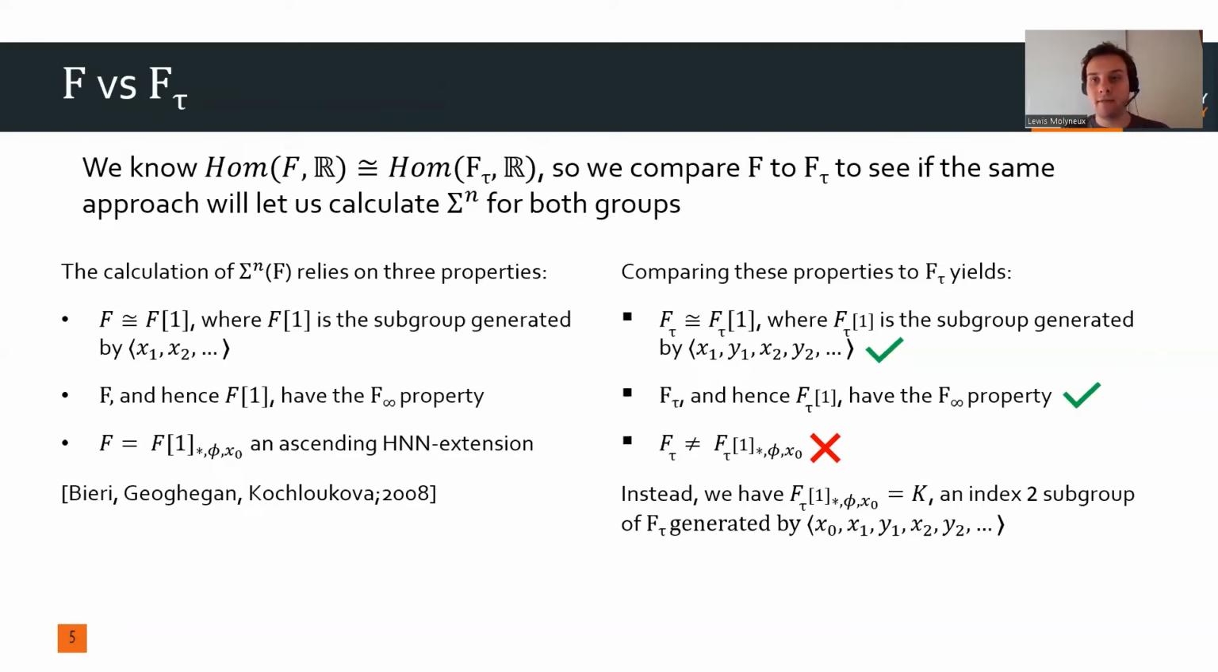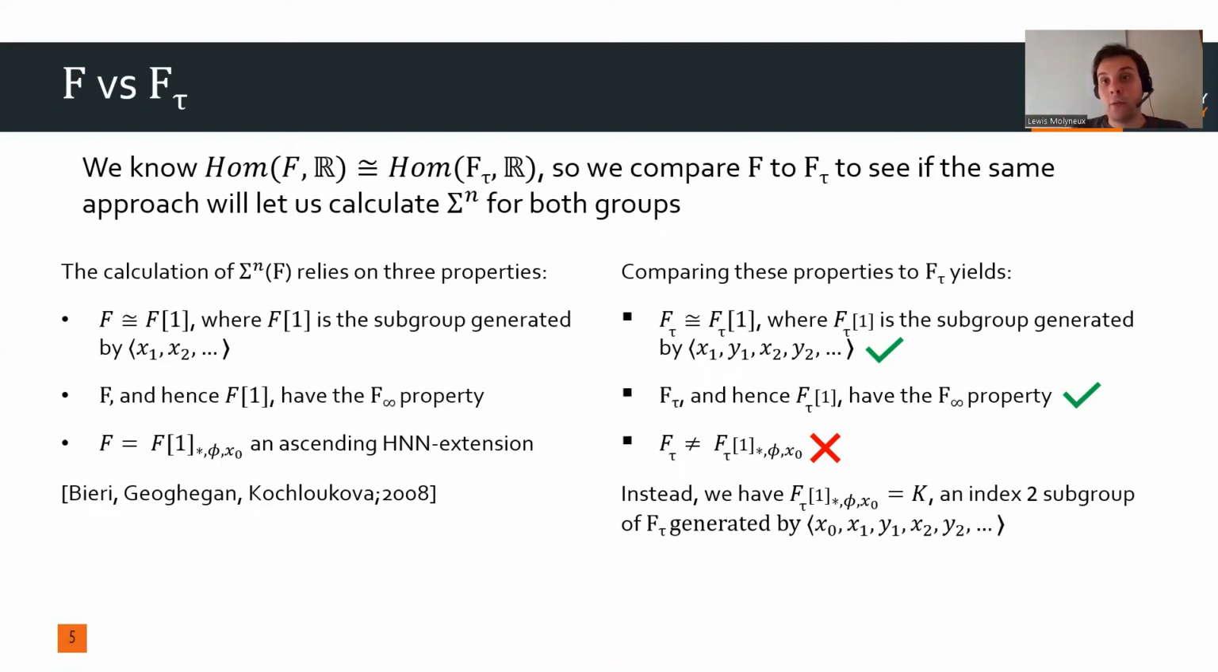So if we try to directly transfer these properties over and see if they hold in F tau, the first one does. F tau is isomorphic to its subgroup missing the first generator, and it's F infinite, so the subgroup is also F infinite. However, the ascending HNN extension of that subgroup is not F tau. Instead, it is an index 2 subgroup we call K, where it is missing one of the generators that F tau requires.